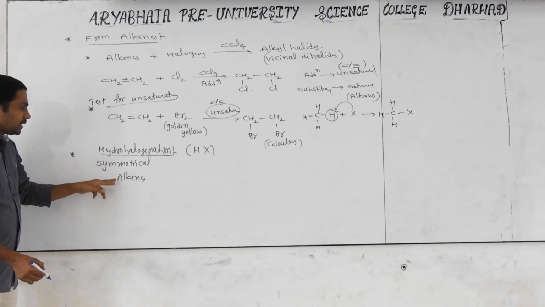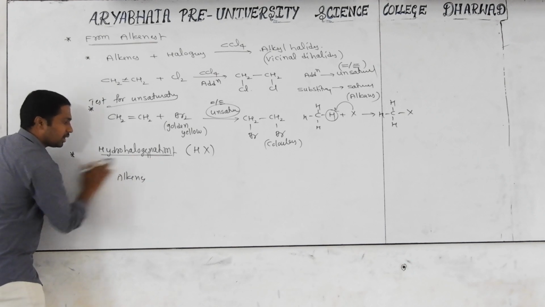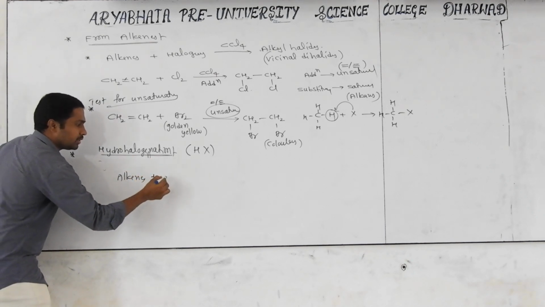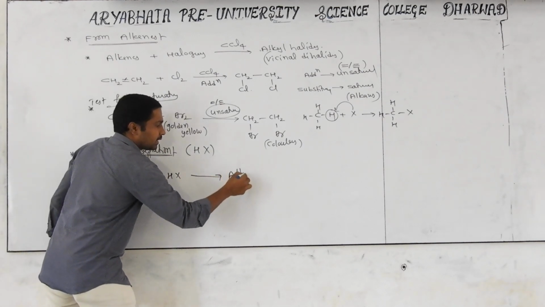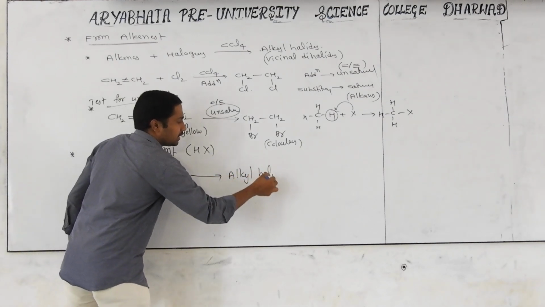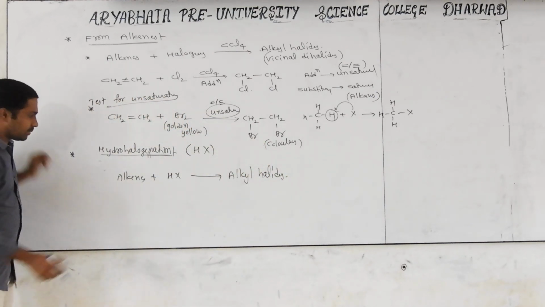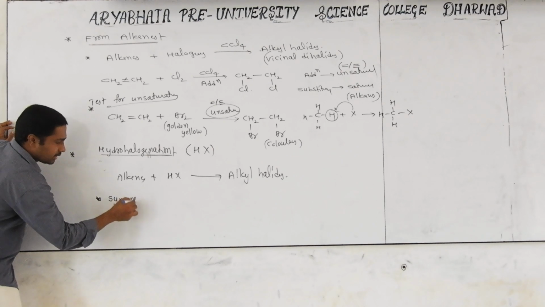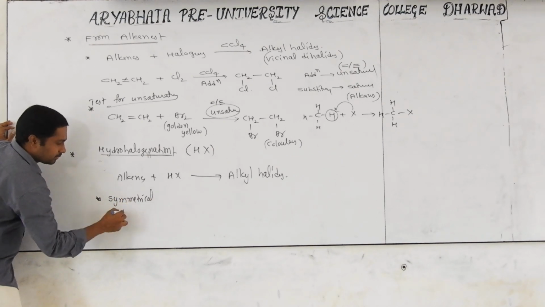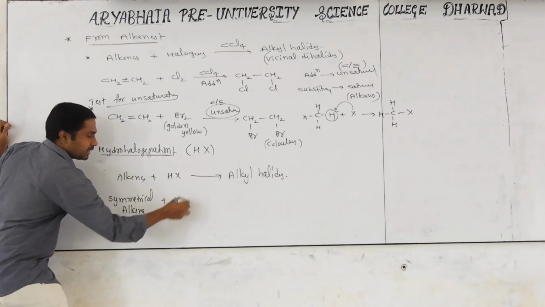Okay, first of all I am taking alkenes, or otherwise symmetrical alkenes. You take commonly alkenes. Alkenes will be treated with hydrogen halide. Then we are getting alkyl halides. Okay, here a problem is coming. First of all, you take a symmetrical alkene. Simple thing, a symmetrical alkene. To that I am adding, for example, HCl.